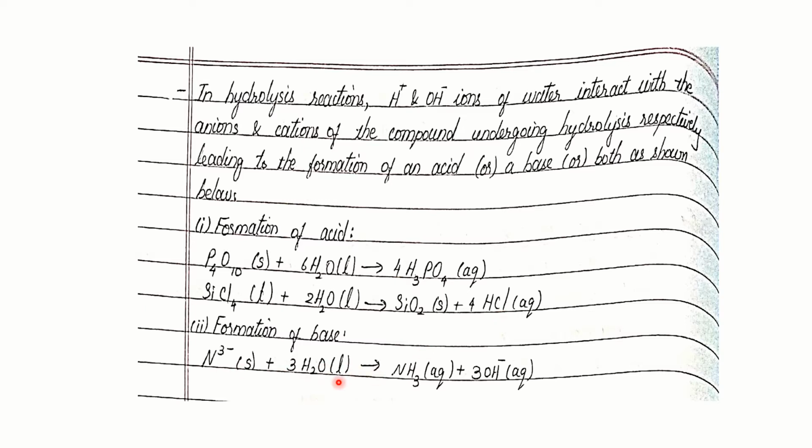And this is an example for the formation of base as a product due to the hydrolysis of a nitride by a water molecule. In this reaction, the H⁺ ion of water molecule reacts with nitride ion, leading to the formation of ammonia as a product. So that's how an acid or a base is formed as a product due to the hydrolysis of a compound by water.